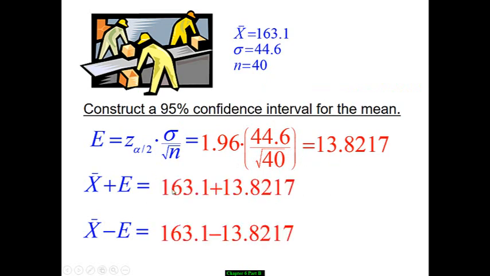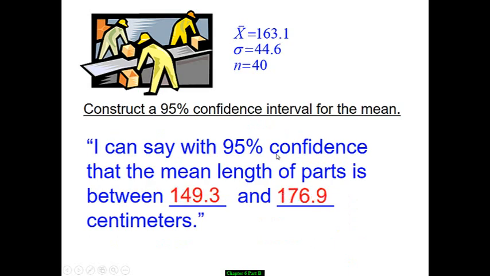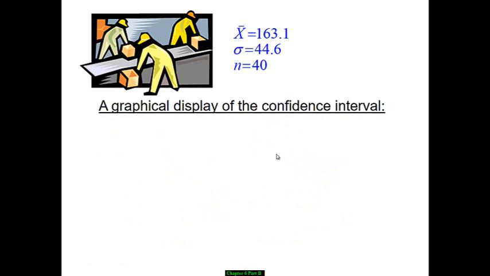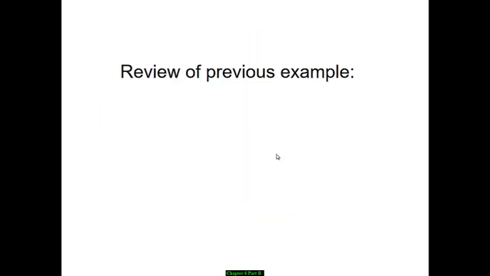To find your limits, you add it to and subtract it from your sample mean. So to find the lower limit, you subtract 13.82 from 163.1. And to find your upper limit, you take 163.1 plus 13.82. Therefore, you get your lower and upper limits. So now we can say with 95% confidence that the mean length of parts is between 149.3 and 176.9. And that's how we do it. That's our graphical display.